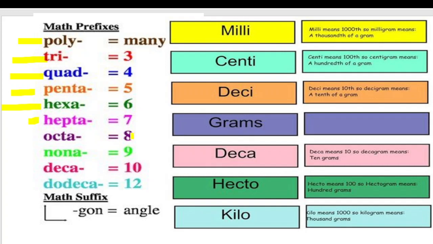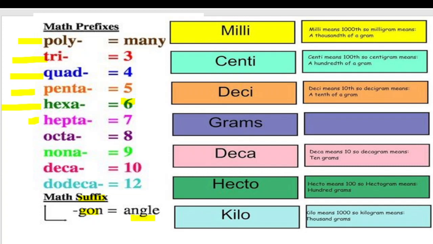Octa is equal to 8, like octagon. Nona is equal to 9, like nonagon. Deca is equal to 10, like decagon. And dodeca is equal to 12, like dodecagon. Math suffix. Gon means angle, like hexagon, it has 6 angles.